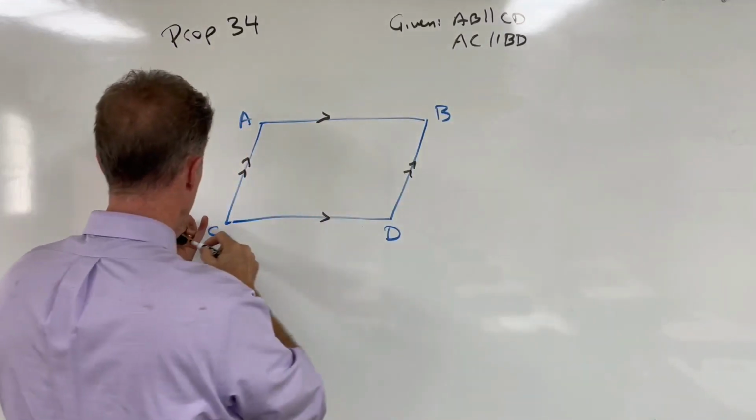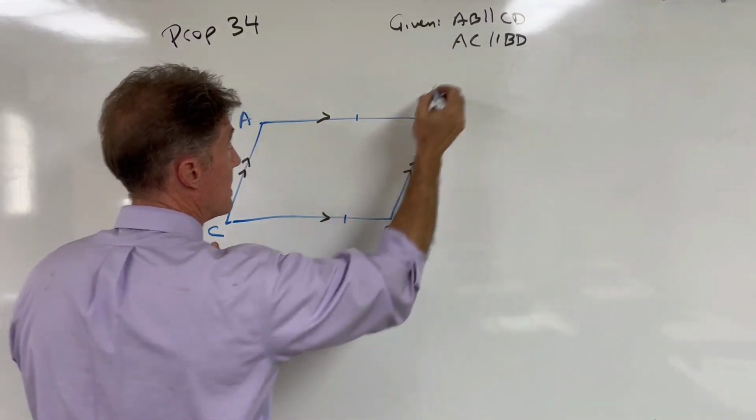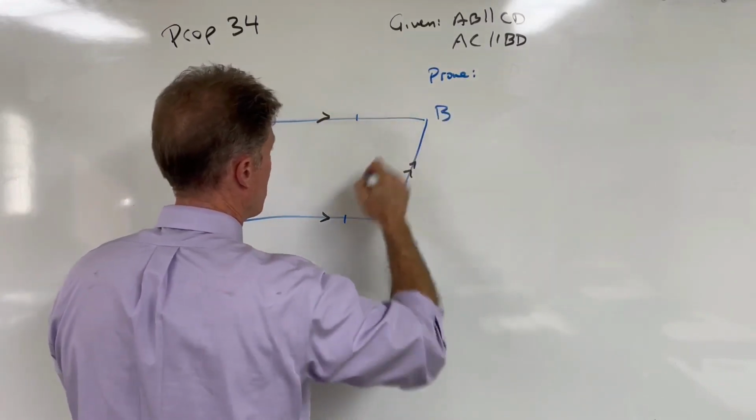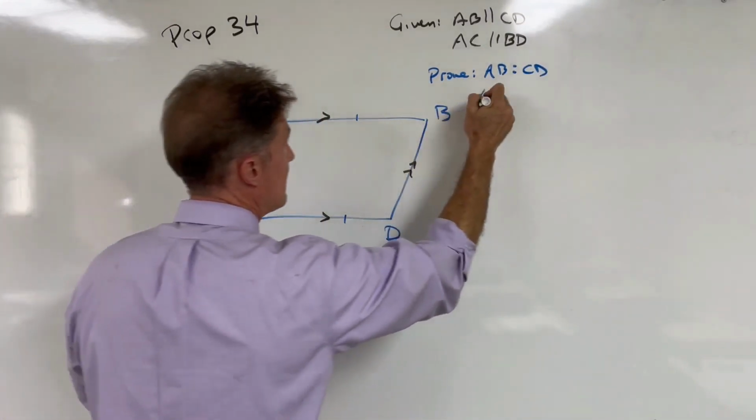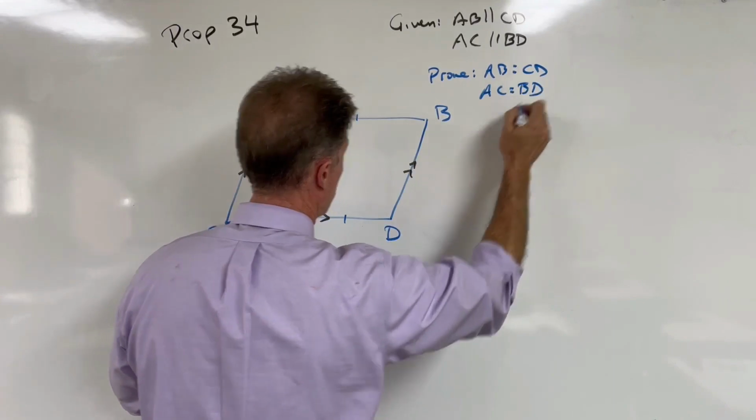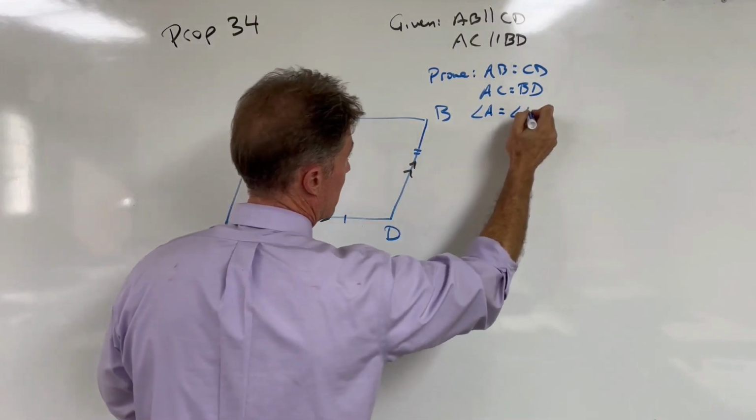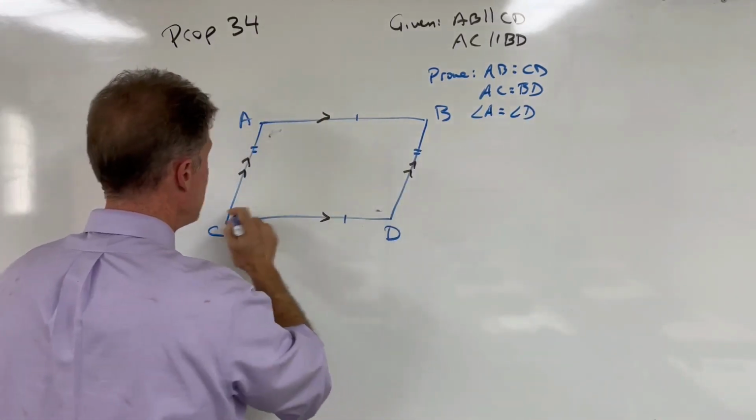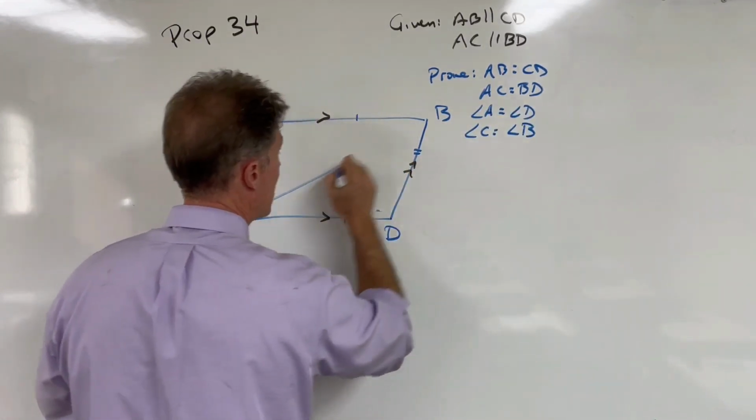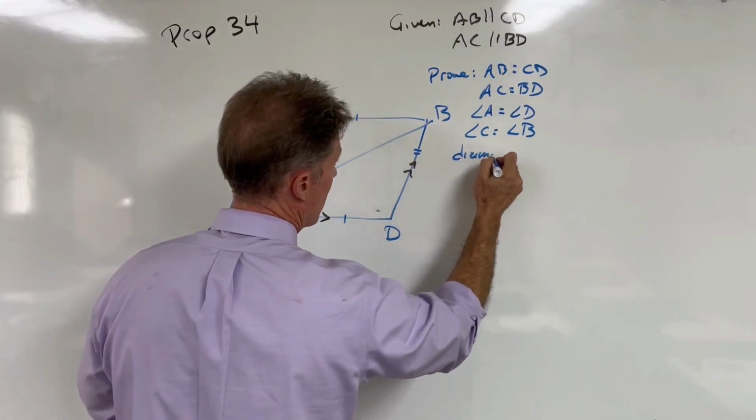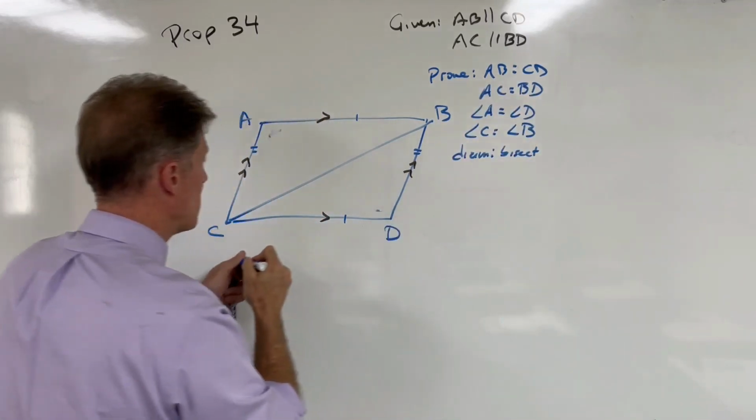And from this, we're going to prove that the opposite sides, so these sides, we're going to prove a whole bunch of things. We're going to prove that AB is equal to CD, that AC is equal to BD, that the angle at A is equal to the angle at D, and that the angle at C is equal to the angle at B. And finally, if we have a diameter, that the diameter will bisect the parallelogram into two equal halves. So those are the 5 things we're going to prove.